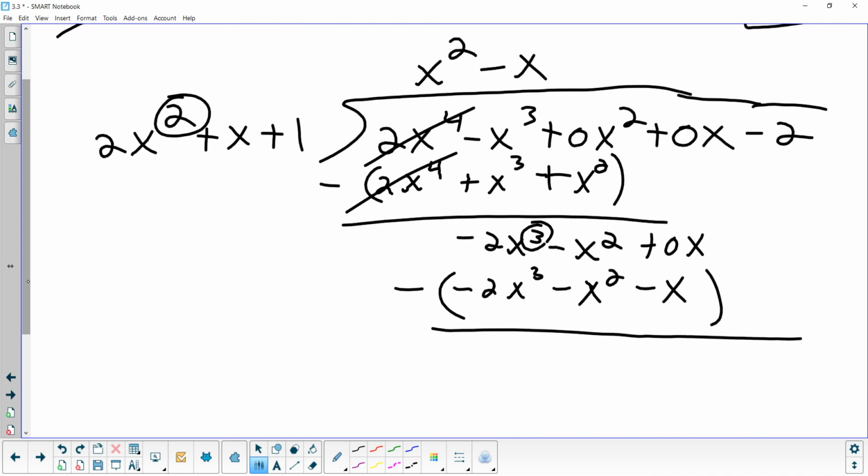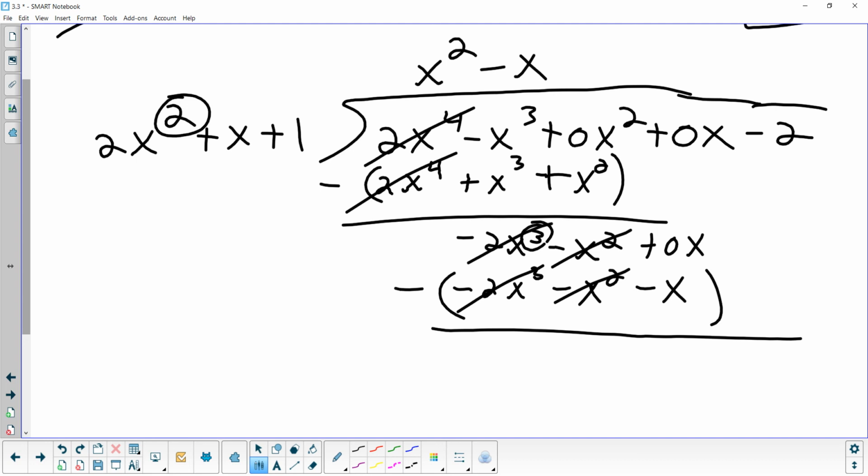Isn't that like 4x cubed? No, that's 0. What's negative x squared minus negative x squared? 0. It's also 0. So we had two things that canceled at the same time, and whenever that happens, that's good, because that's going to eliminate one whole extra step of this cycle.